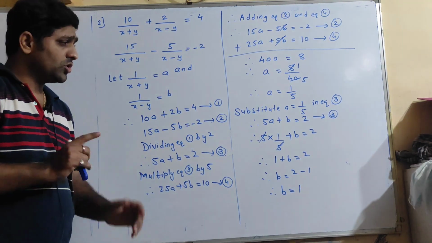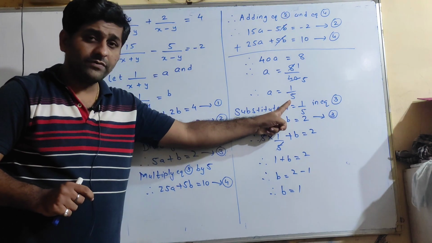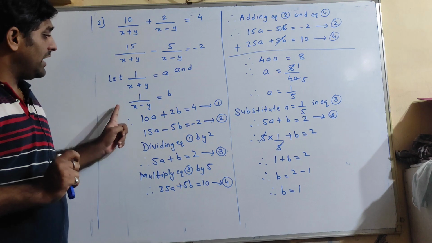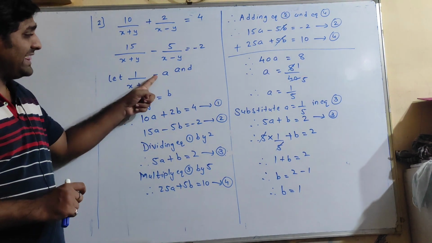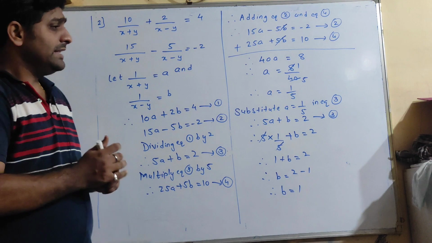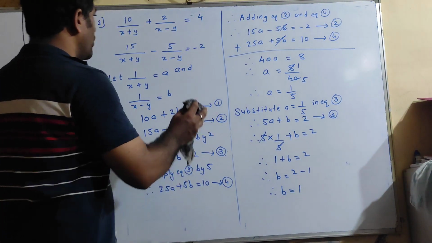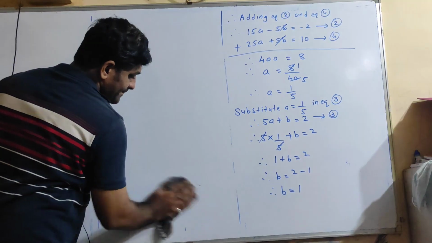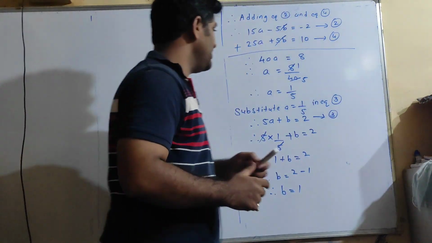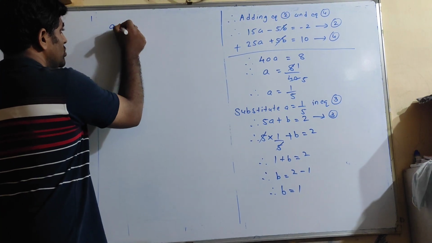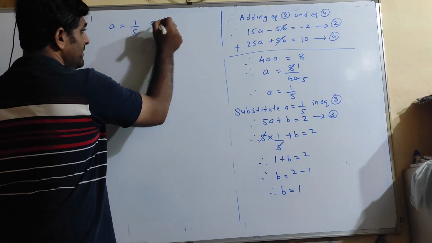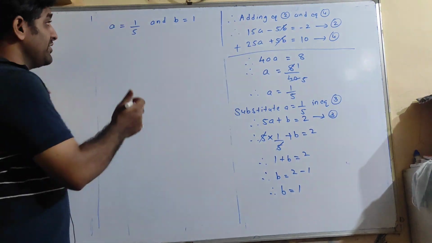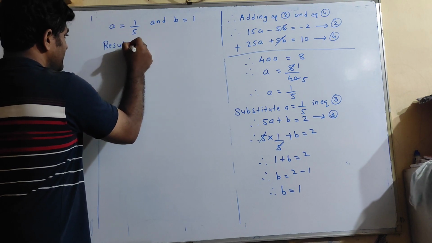So now, students, what do we observe? We got a as 1 upon 5 and b as 1. Now what are we going to do, students? Now we are again going to resubstitute the value of a and b. Let us resubstitute and let's see what we get now. Okay, so now I am writing the value of a and b. So a is 1 upon 5 and b is 1. So now, as I told you, I am going to resubstitute the value.